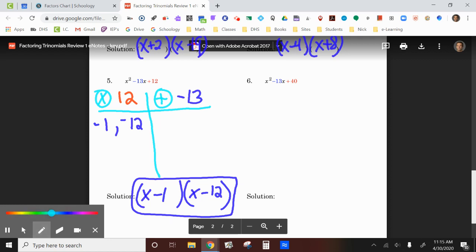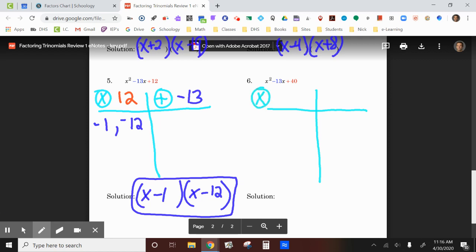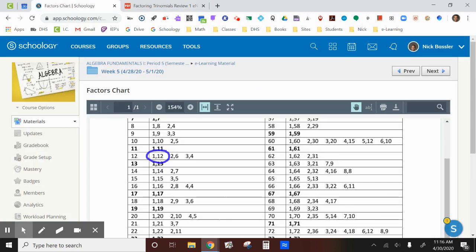So again, we're going to start by making a little t-chart here, just a simple little t-chart like this. On the left side, it's going to multiply to 40, and on the right side, it's going to add to negative 13. So we're going to multiply to positive 40, but add to a negative 13. And the only way two numbers can multiply to a positive and add to a negative is if they are both negative. So let's look at our factors chart.